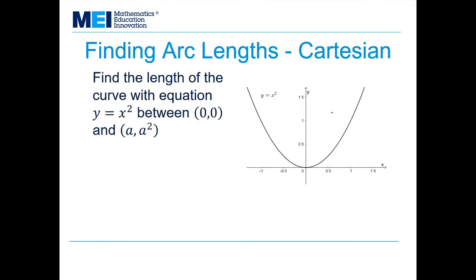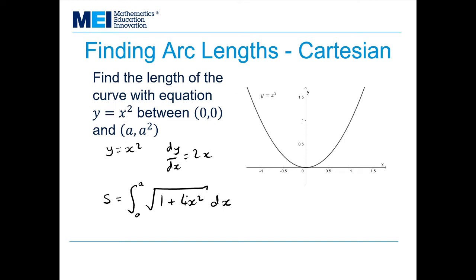Let's work through an example. Find the length of the curve with equation y equals x squared between 0, 0 and a, a squared. Well, if y equals x squared, I can work out that dy by dx is going to be equal to 2x. So using my formula, s equals the integral from 0 to a of the square root of 1 plus dy by dx all squared, so that's going to be 4x squared dx.